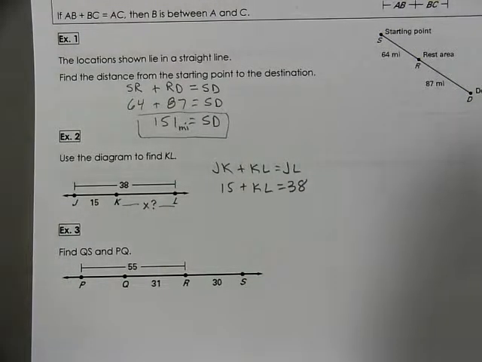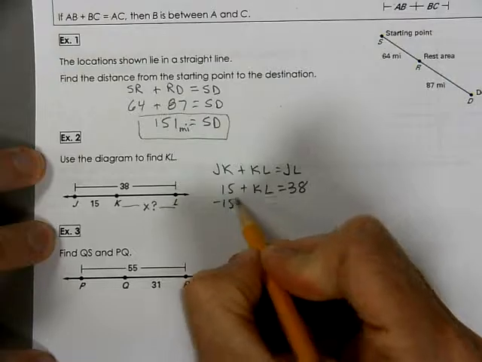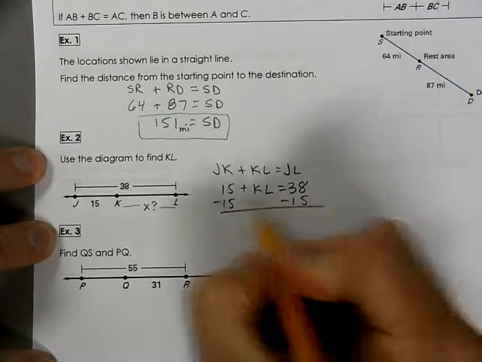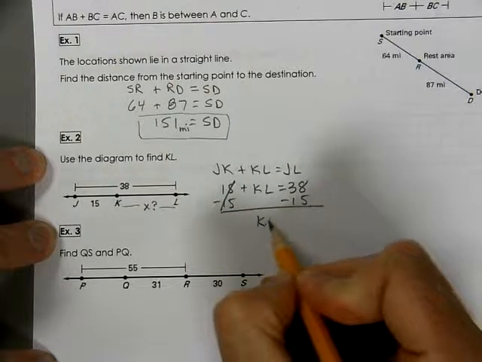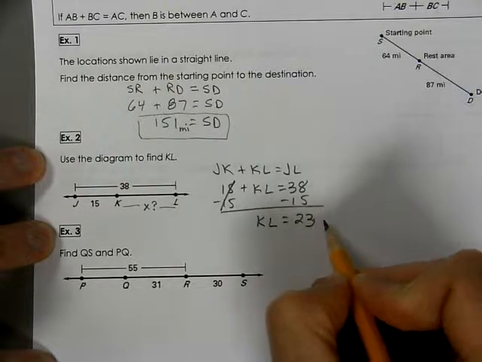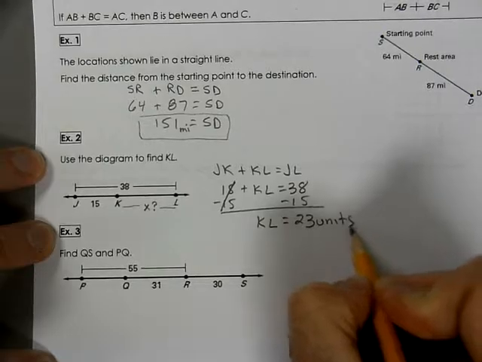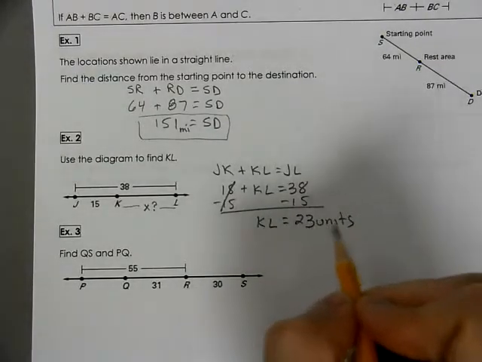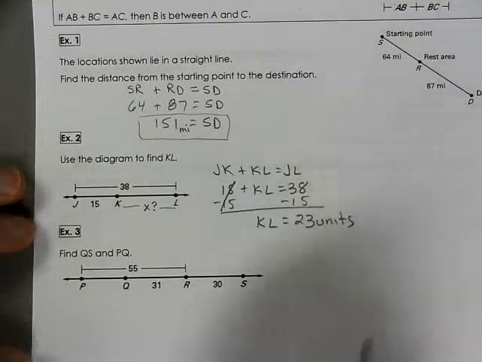So now we have a normal equation where we can subtract 15 from both sides and find out that KL equals 23. And we say units at the end because we don't know if they're feet or inches or miles.